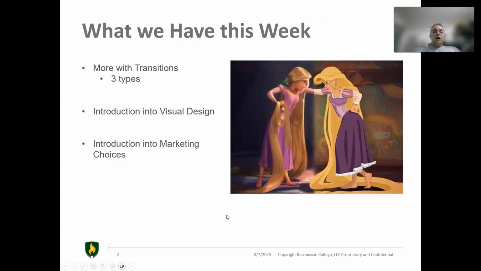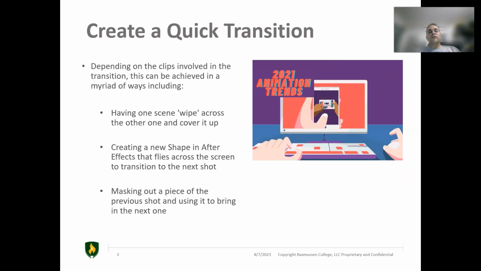So what we have this week: we're going to talk about more transitions with 3 different types. We're going to take a look at an introduction to visual design and also some introduction to marketing choices as well. Not only that, we're going to show how to do quick transitions, and depending on the clips and how they move, you can have one scene wipe across real fast, or create a new shape that flies across the screen, or mask out a piece of a previous shot and use it to bring it to the next one. Any way is great as long as you stay consistent.